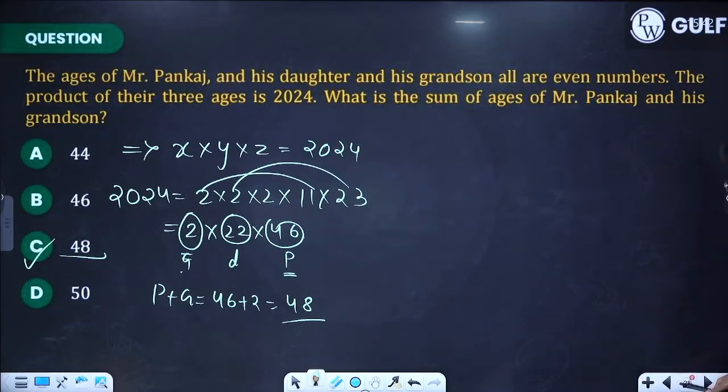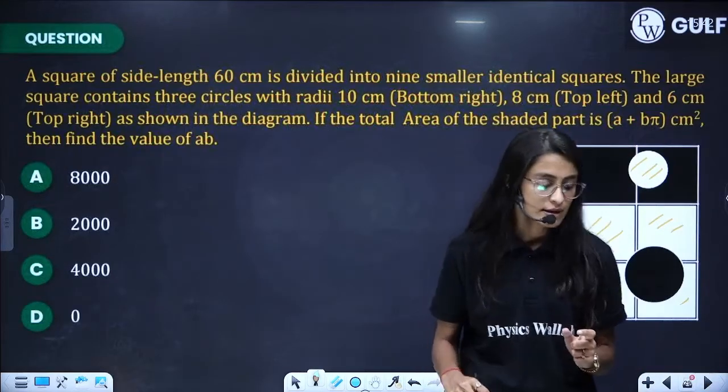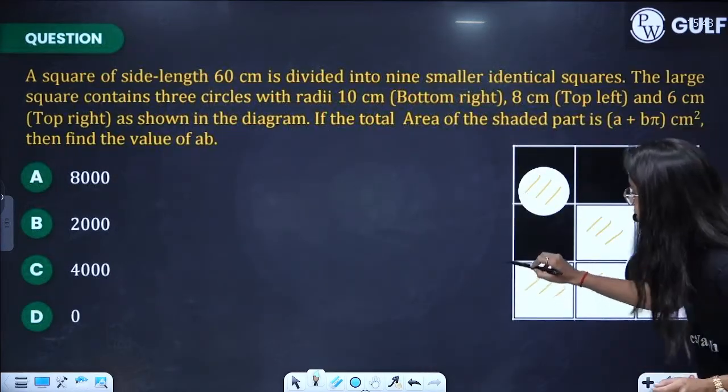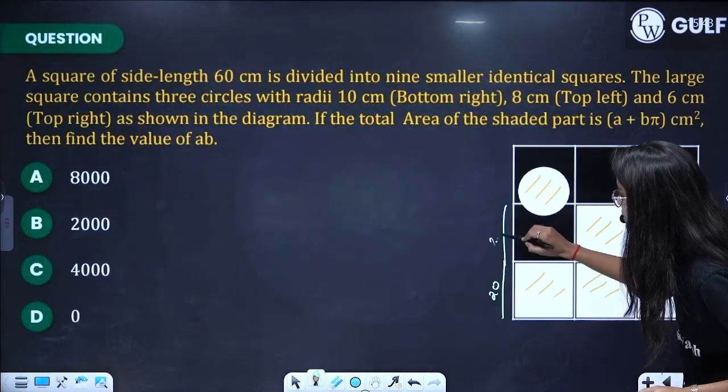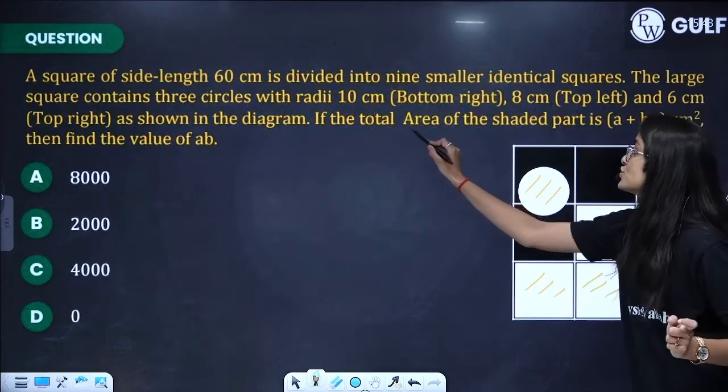Alright, moving forward. The next question says that here the square of side length 60 centimeter is divided into 9 smaller identical squares. Okay, the larger square contains 3 circles with radius 10 centimeter, 8 centimeter and 6 centimeter. If the total area is a plus b pi, we have to find the value of AB. See, if the square is having side length as 60 centimeter, then this will be 20 each. Is it? This will be 20 each.